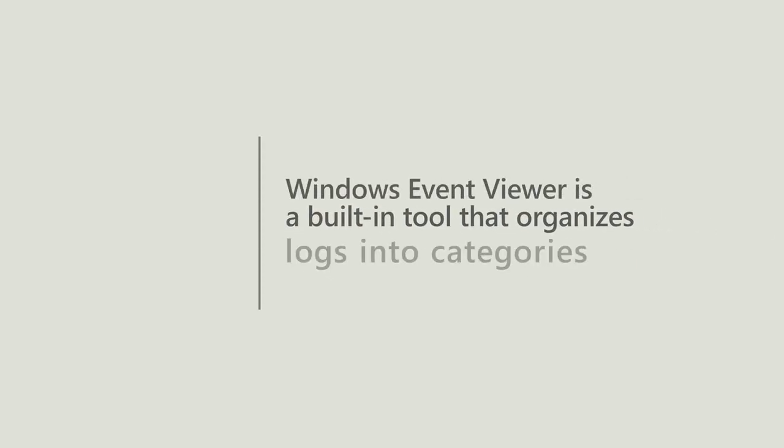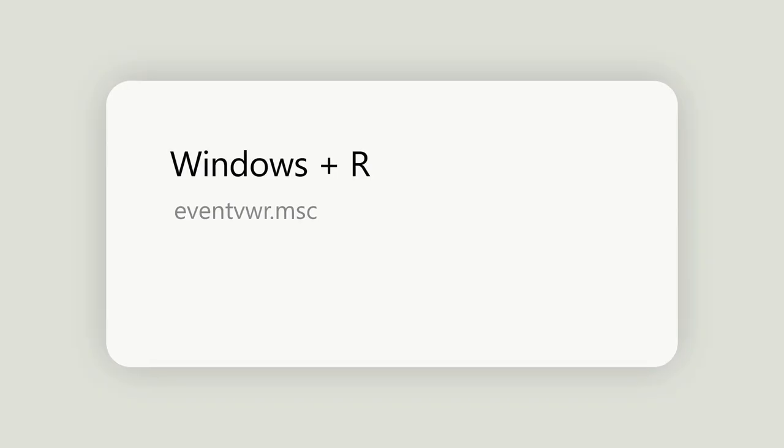Let's start with how to access and view logs. In Microsoft environments, the most common type of logs are Windows event logs, which can be accessed using the Event Viewer. This is a built-in Windows tool that organizes logs into categories like application, security, and system. To access these logs, you have to navigate to the Event Viewer in Windows. This can be done by pressing the Windows button and R at the same time. Then type eventvwr.msc in the entry field and press Enter.